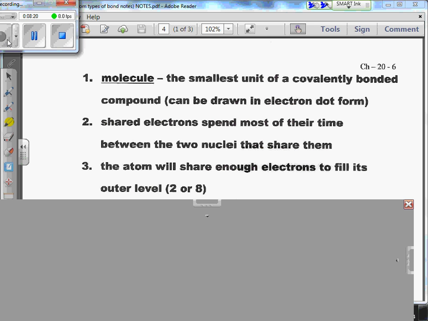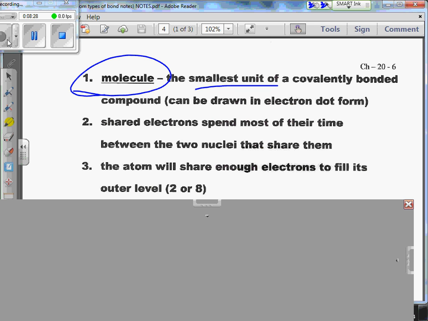Here we go. Okay, so we're looking at the word molecule. And this is what we call the smallest unit of a covalently bonded compound. Covalent, remember, they're sharing valence electrons, and they can be drawn in electron dot form, which is the assignment for today. I'm going to show you how to draw that. So yesterday we had to show transfer. Today we're going to show how we share them. This right here says that the shared electrons spend most of their time between the two nuclei that they're being shared among, okay?